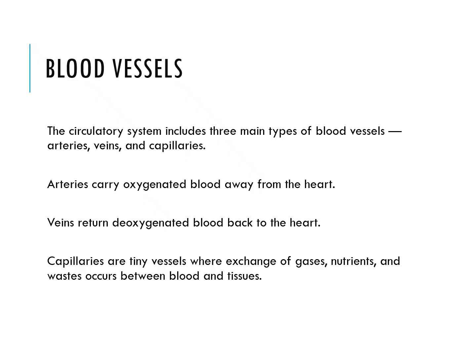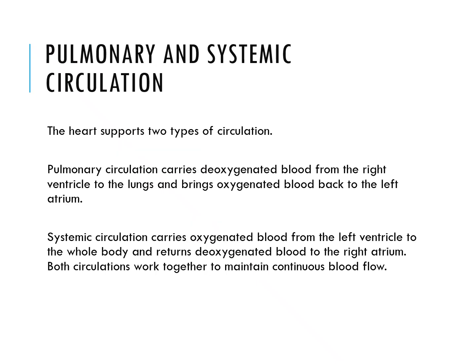Now let's move on to the next slide to understand the circulatory pathway. Pulmonary and systemic circulation. The heart supports two main types of circulation. Pulmonary circulation carries deoxygenated blood from the right ventricle to the lungs for oxygenation and then returns it to the left atrium. Systemic circulation carries oxygenated blood from the left ventricle to the entire body and brings deoxygenated blood back to the right atrium. Let's move on to the next slide to discuss cardiac output.